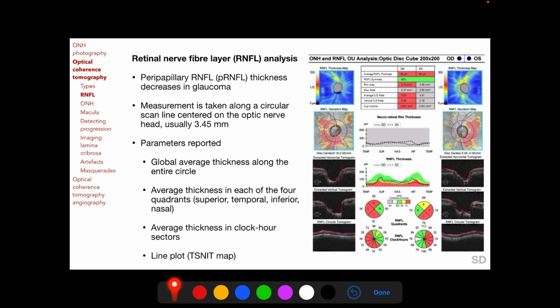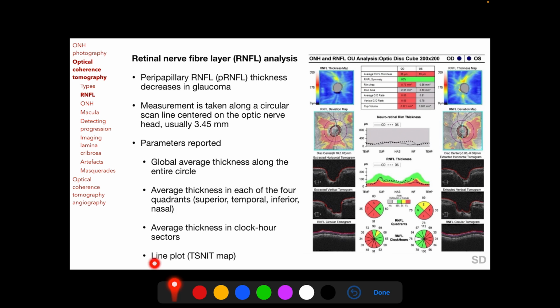The average thickness values in each of the quadrants and sectors are given numerically beside each quadrant and sector, and the quadrants and sectors are shaded in red, yellow or green according to whether the average RNFL thickness values in each of these quadrants and sectors deviate significantly from the normative data or not.